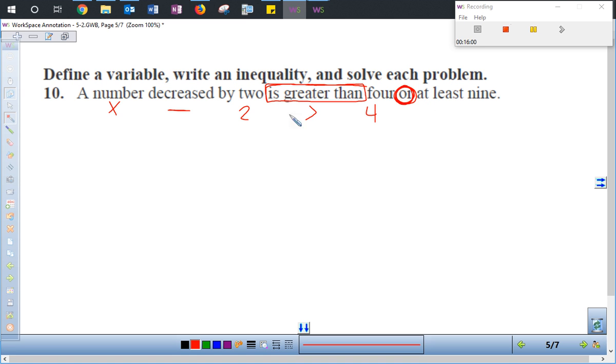So I'm going to bring this first inequality down. I have x minus 2 is greater than 4. Then I have that special word or. Now my second inequality just says at least 9. It doesn't say what's at least 9. When that happens, they really mean whatever was on the left side of the inequality symbol over here. So over here on the left side I just had x minus 2.